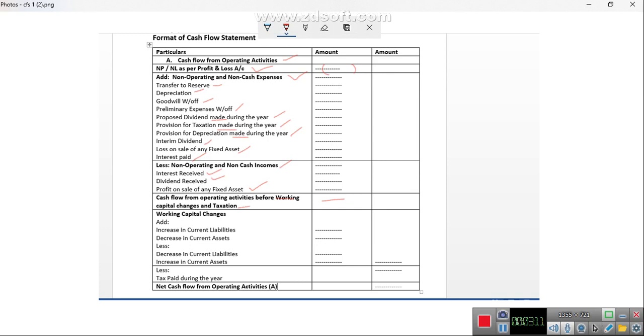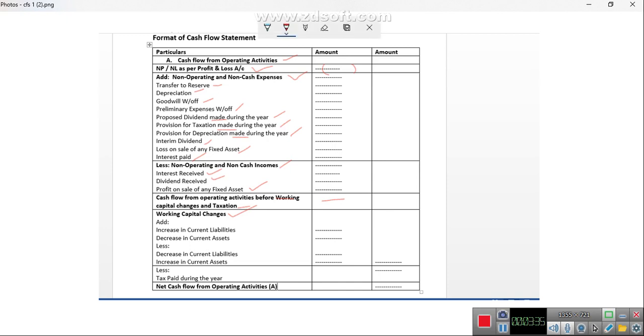So now working capital changes. In these working capital changes, in current assets, you are not supposed to include cash or cash equivalents, because at the end you have to link that balance with the opening balance of cash and cash equivalent and the closing balance of cash and cash equivalent. So exclude cash and cash equivalent in the current assets.